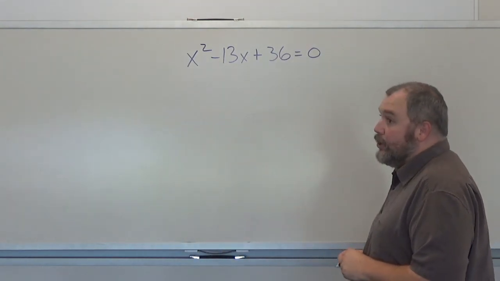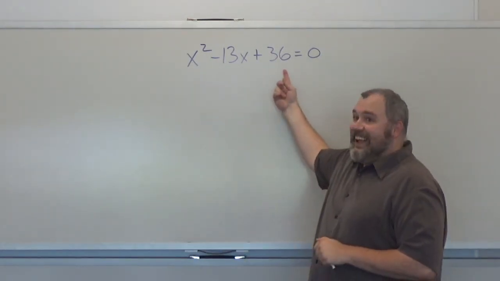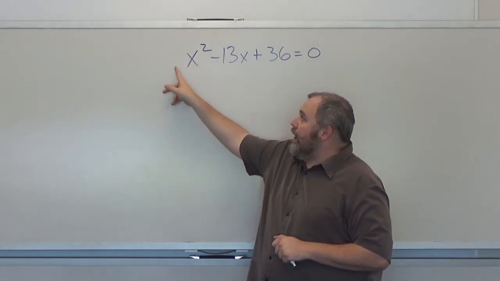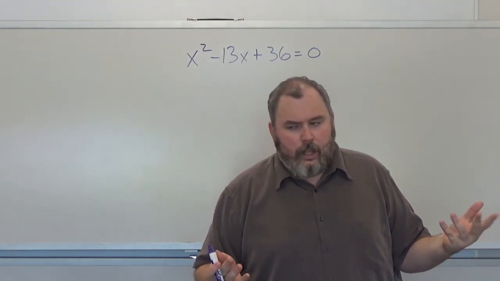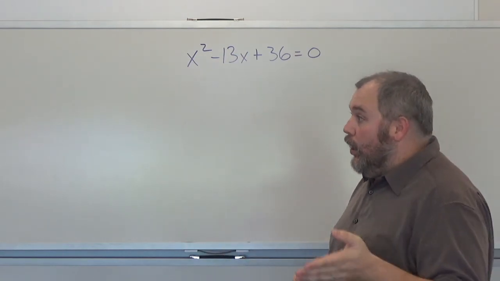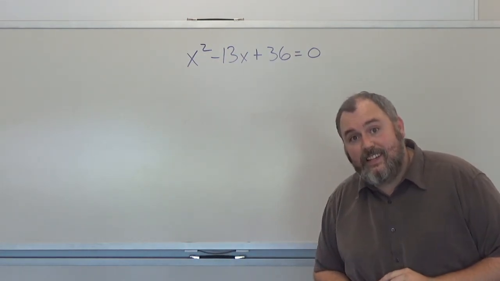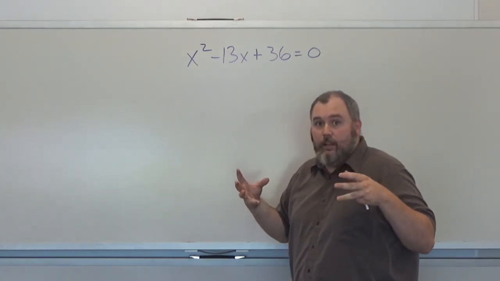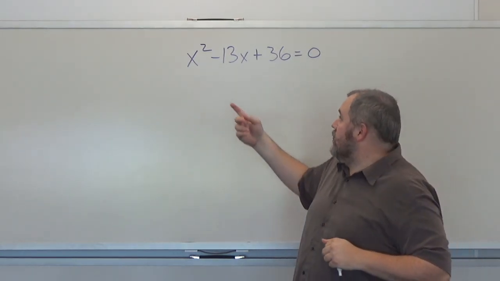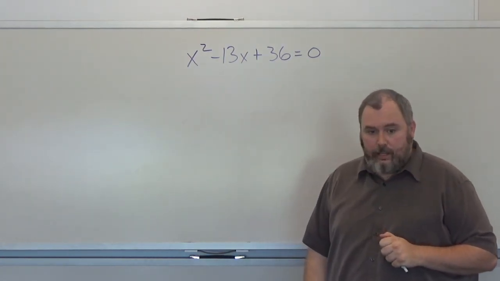Alright, so how do we go about doing that? We take the last term, multiply it by the first coefficient. Well, it's 36. What we need to do now is find all the possible factors of 36 that, when added, will give us negative 13.